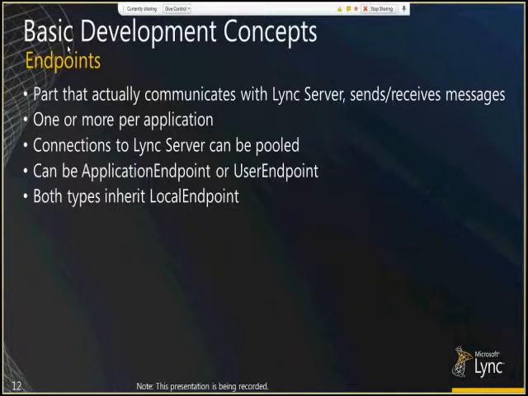There are two types of endpoints. Both of them inherit from the local endpoint class, and they're called application endpoint and user endpoint. They're similar in a lot of ways in the way that they behave, but there are some key differences in what you can do with them.